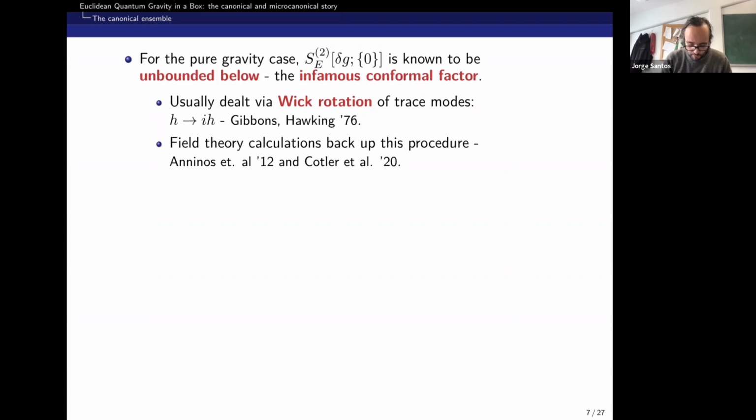For instance, there are papers by Dionysios Anninos and collaborators and Kotler more recently, which show that you can do a field theory calculation, compute the partition function in the field theory either using something like localization or something like that, and it will only agree with the path integral on the gravity side if you actually do this Wick rotation. So there's evidence that this is the right thing to do.